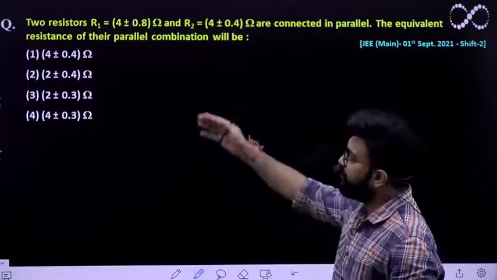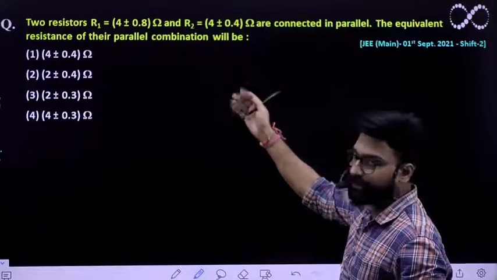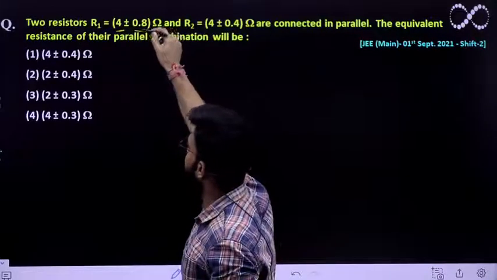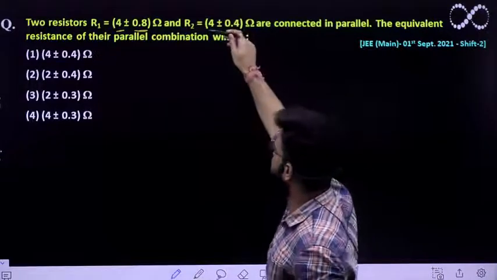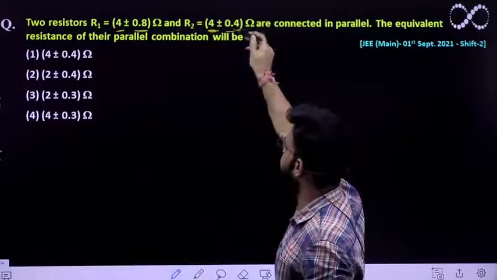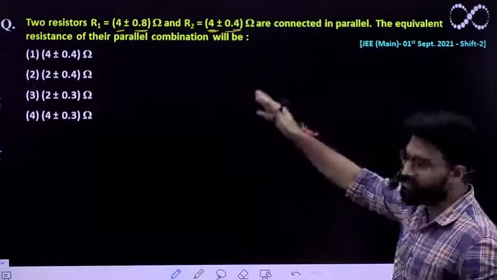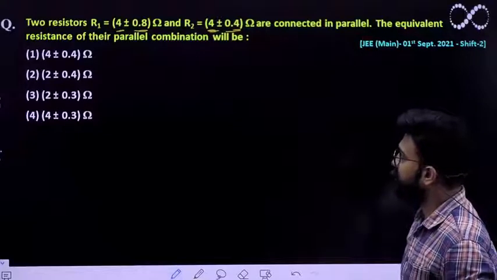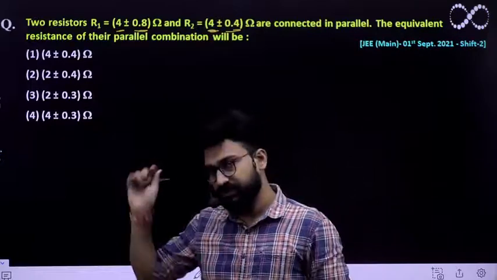The question says two resistors R1, which is 4 plus minus 0.8 ohm. So that means resistance R1 is 4 ohm and the error in it is 0.8 ohm, and resistor R2, which is 4 ohm again and the error in it is 0.4 ohm, are connected in parallel. These two resistors are connected in parallel. So the equivalent resistance of their parallel combination is what you need to find out. And the options are also given to you.